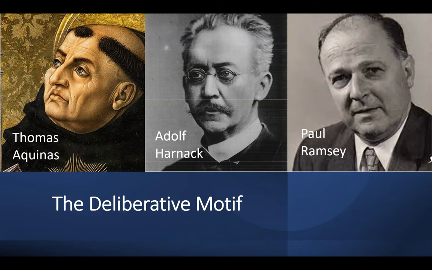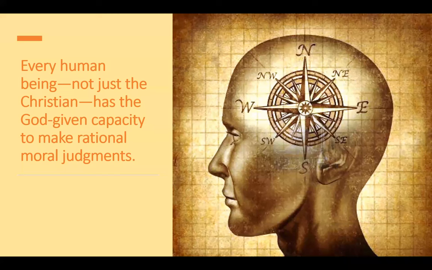The first motif we'll look at is the deliberative motif. Representatives of the deliberative approach include Thomas Aquinas, Otto Harnack, and Paul Ramsey. According to the deliberative motif, every human being, not just the Christian, has the God-given capacity to make rational moral judgments. So that is the basic foundation for the deliberative motif. It is based on rational thought, and it emphasizes rational decision making.